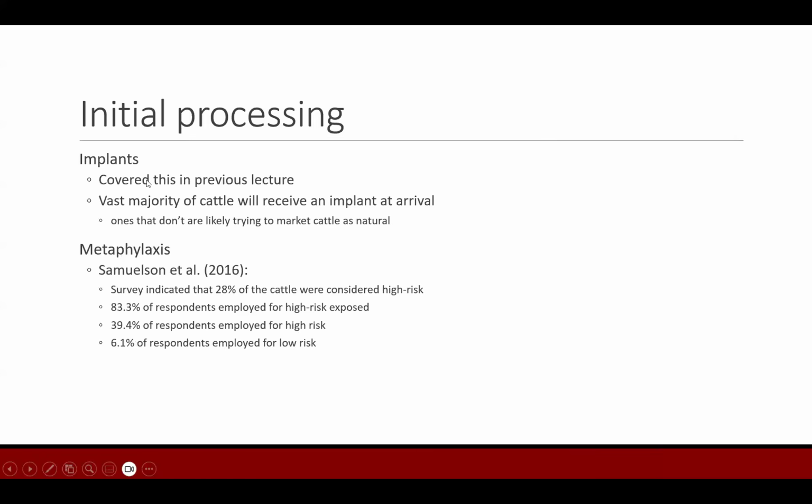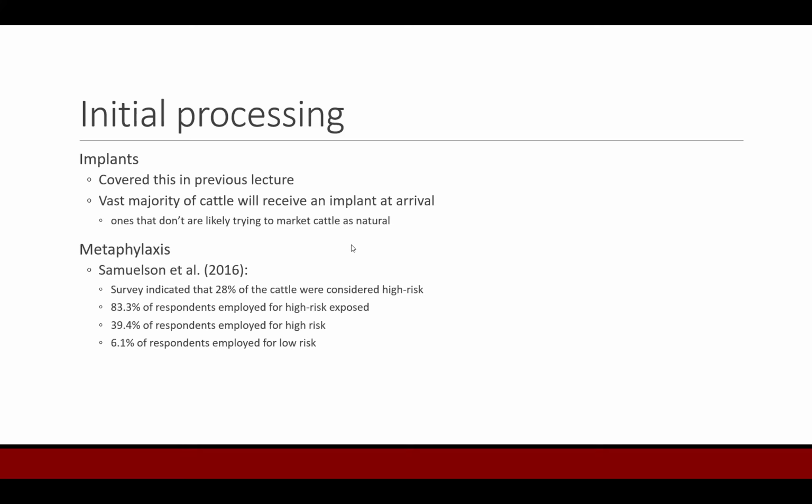Okay, implants. So we talked about this last Tuesday, a week ago. The vast majority of cattle will receive an implant at arrival. They may receive the extended release, or an initial and terminal implant, but most of them are going to get an implant at arrival. Ones that aren't are going after some kind of natural program, where they can get added value premiums for having natural cattle raised without growth promotants.